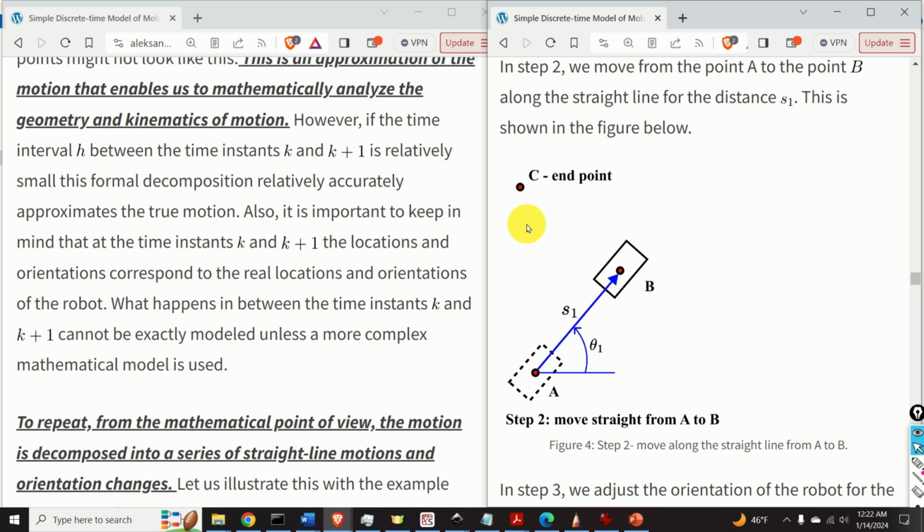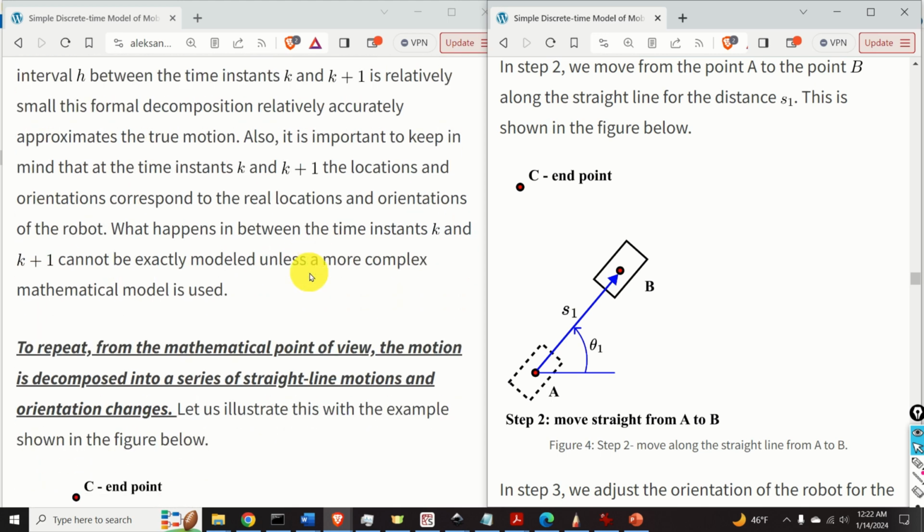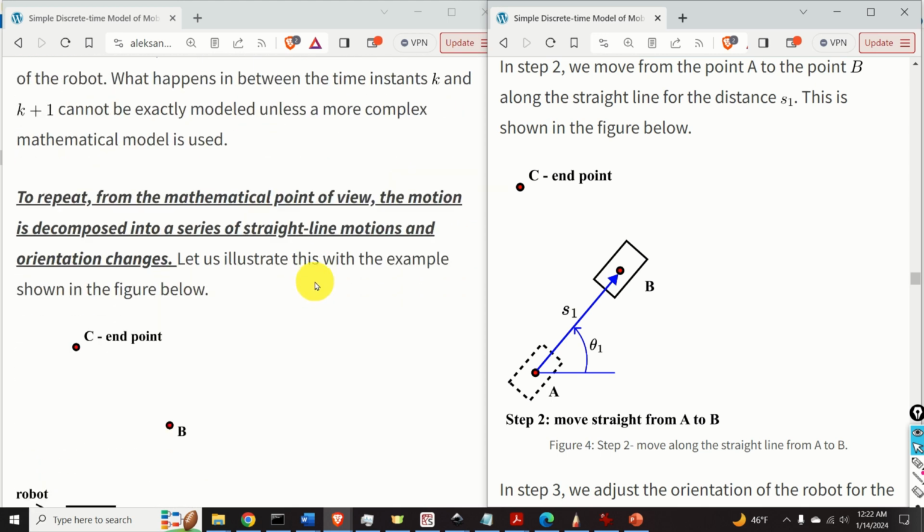Also, it is very important to keep in mind that at the time instants k and k plus 1, the locations and orientations correspond to the real locations and real orientations of the robot. What happens in between the time instant k and the time instant k plus 1 cannot be exactly modeled unless a more complex mathematical model is used. To repeat, from the mathematical point of view, the motion is decomposed into a series of straight line motions and orientation changes. Let us now illustrate this with the following example.